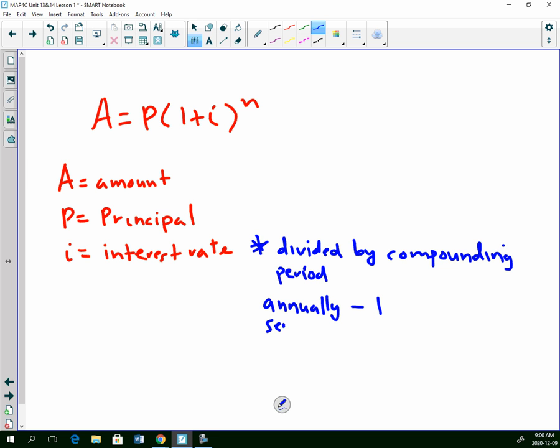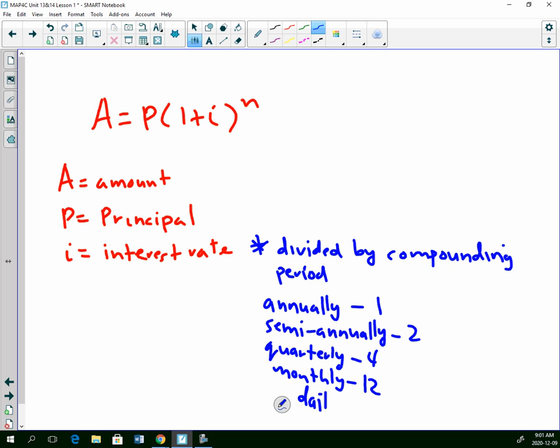You could get it semi-annually. You get it twice a year. You can get it quarterly. You'll get it 4 times a year. You can get it monthly. You could even get daily. You could get weekly, right? 52. So that I has to be divided by how often you are getting that interest. So it'll be divided up.